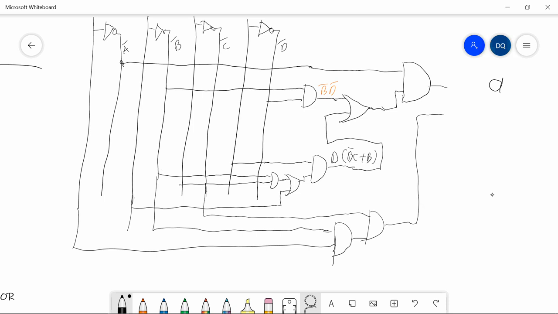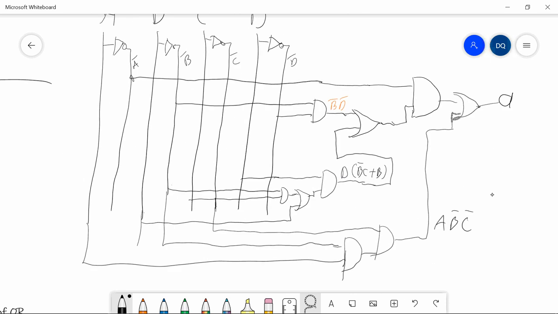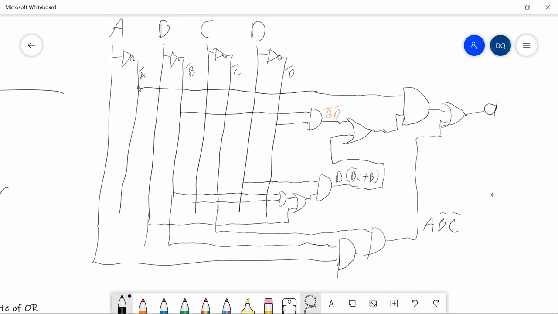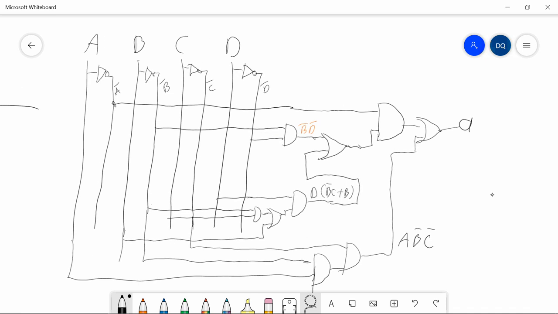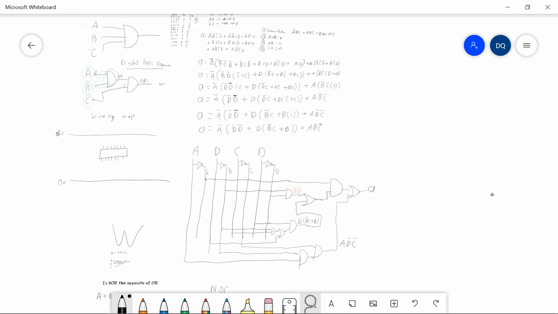So I have one or the other. Now we're done. So this again is my or A and not B and not C, I believe. Let's just trace it back. That is A and not B and not C. So this circuit here will turn on A when it's supposed to be on. So let's go to our simulator and verify that.